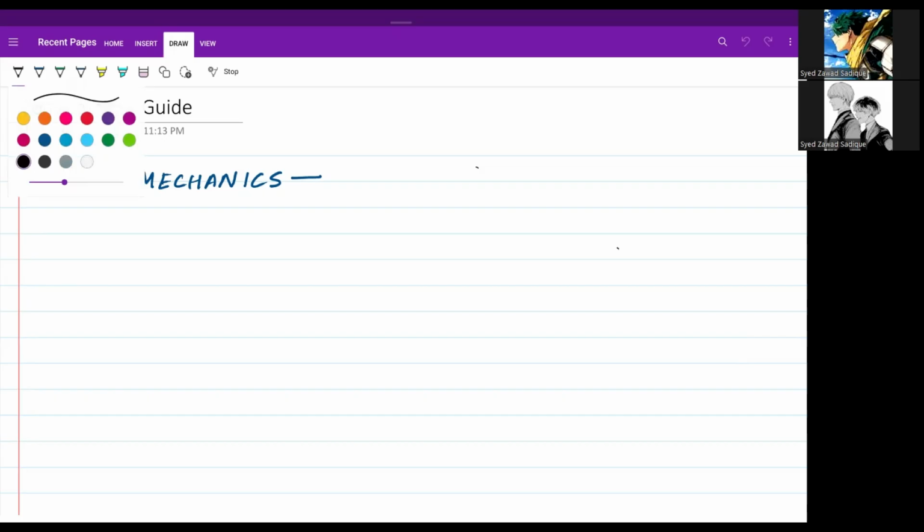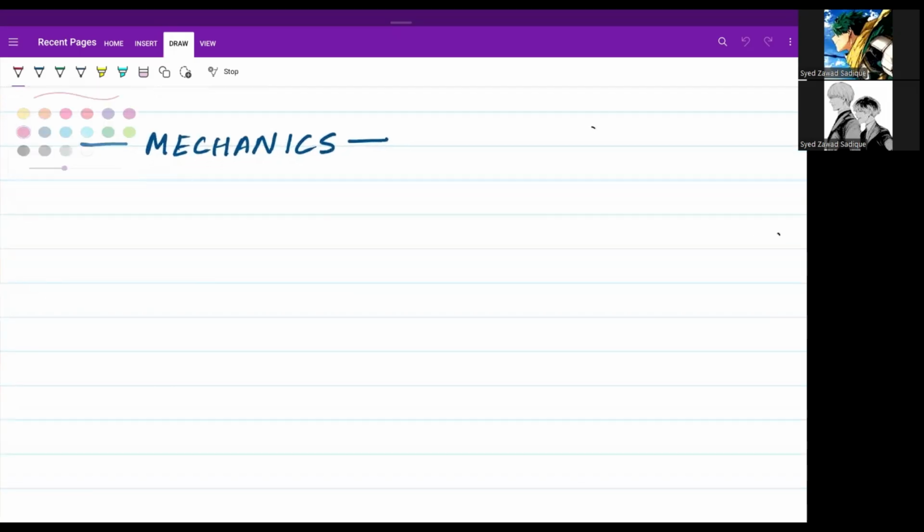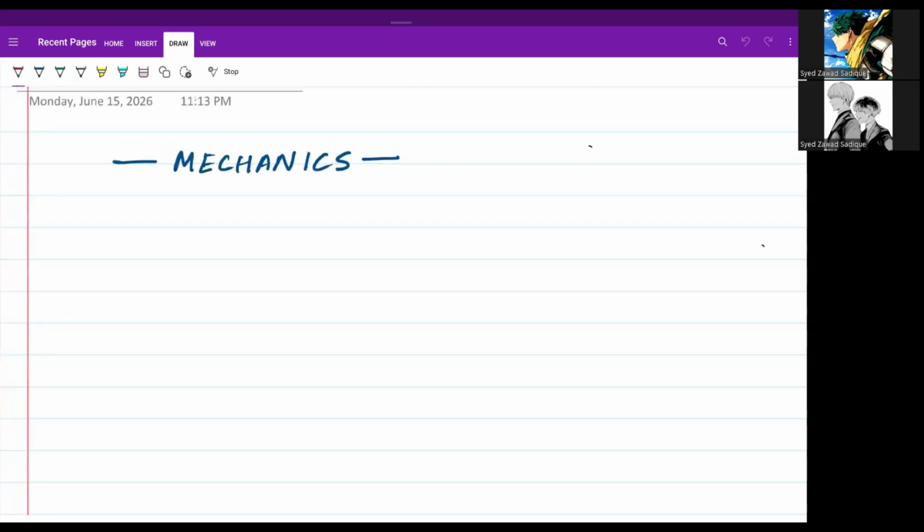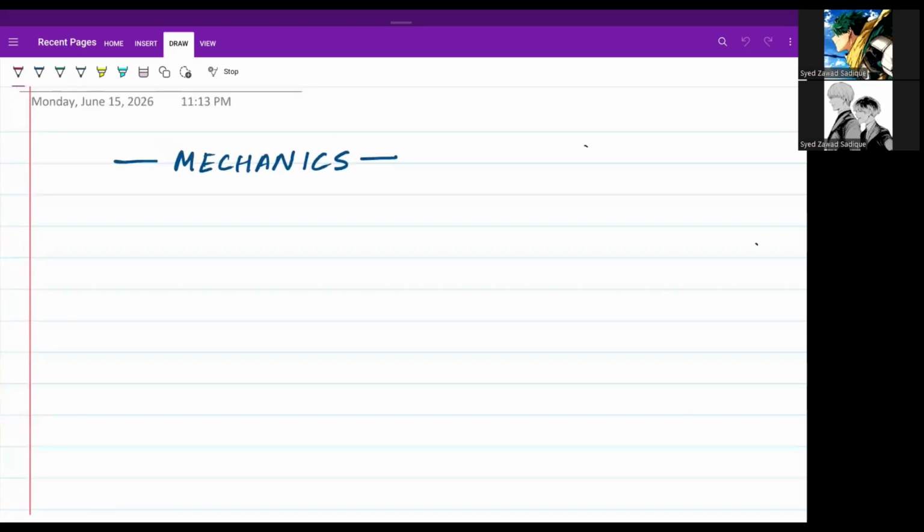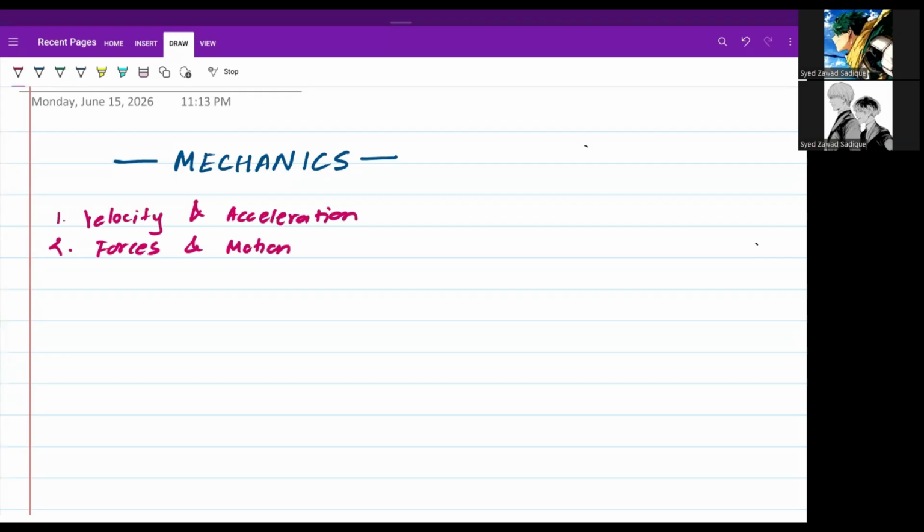There are a few things you have to know: there are 9 chapters in total. The first one being velocity and acceleration. The second one being forces and motion in one dimension.